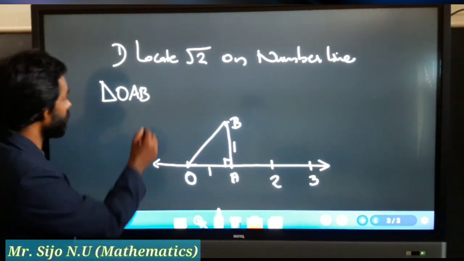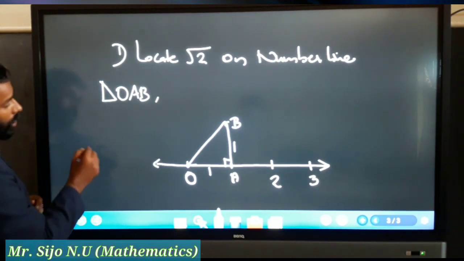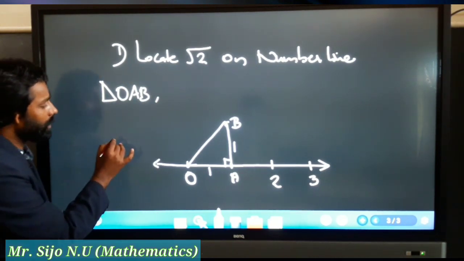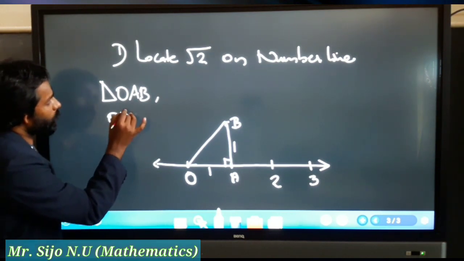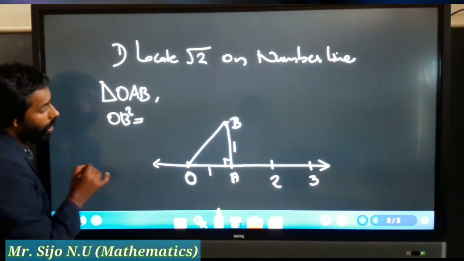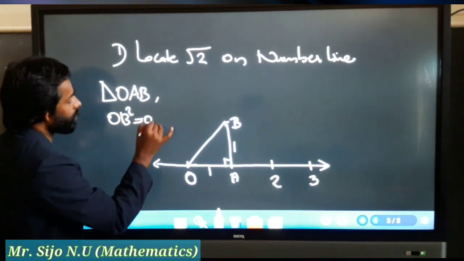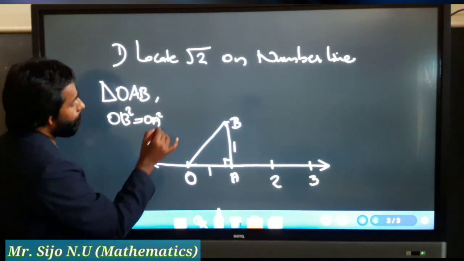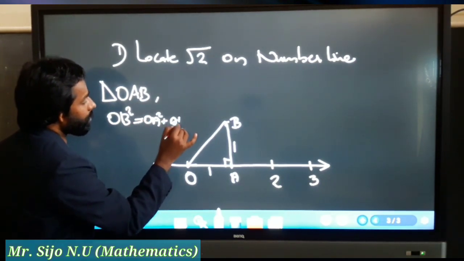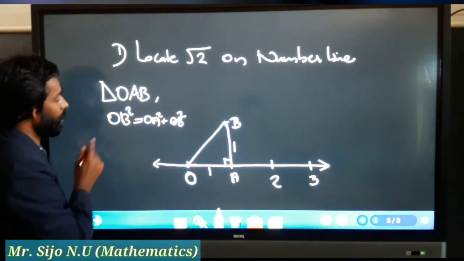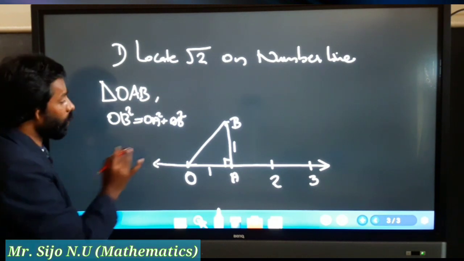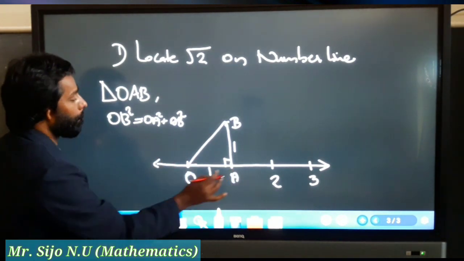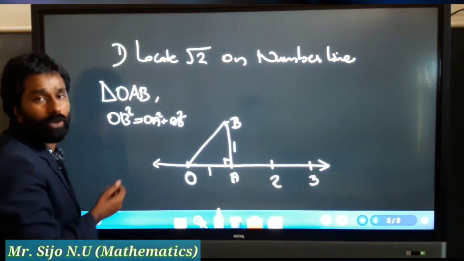So how we can do that? Well, so we can write OB by Pythagoras theorem. We can write OB square equal to OA square plus AB square, because OB is hypotenuse. OB square equal to OA square plus AB square by Pythagoras theorem.